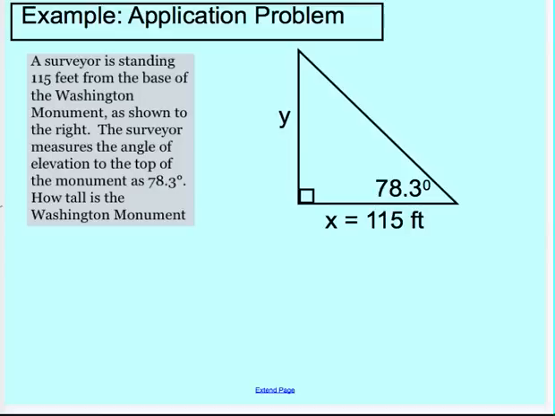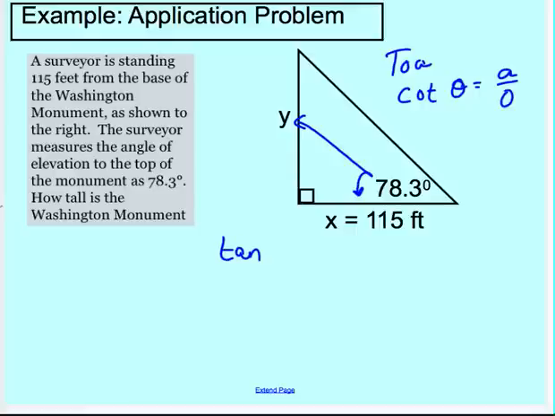Alright, so now we've got our application problems. We're looking for the height of the Washington Monument. Again, 2 options. We're looking for the opposite. We know the adjacent, so using SOHCAHTOA, that would lead us to use tangent. But remember, the cotangent is the reciprocal of that, the adjacent over the opposite. Again, no cotangent button, so I'm going to stick with one of the 3 trig functions we already know. So the tangent of 78.3 equals opposite over adjacent, multiplying both sides by 115.